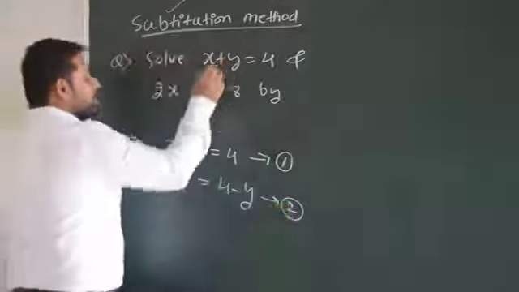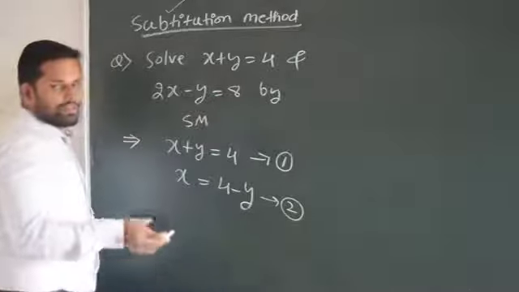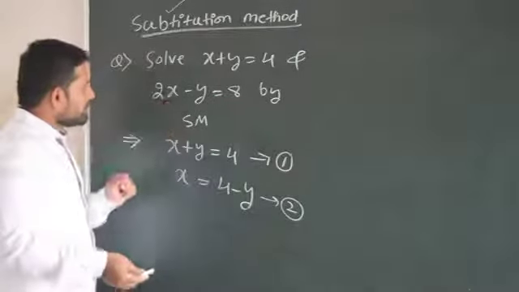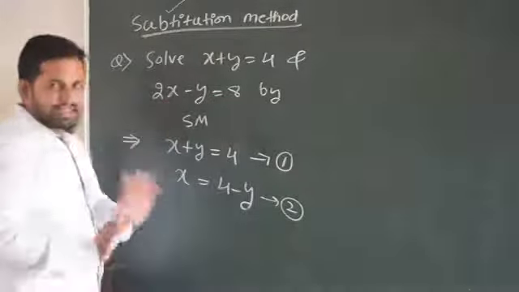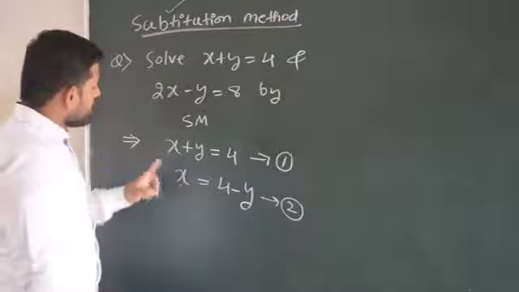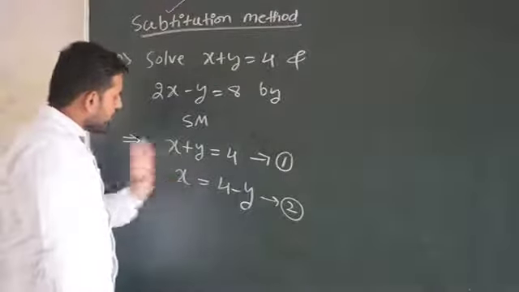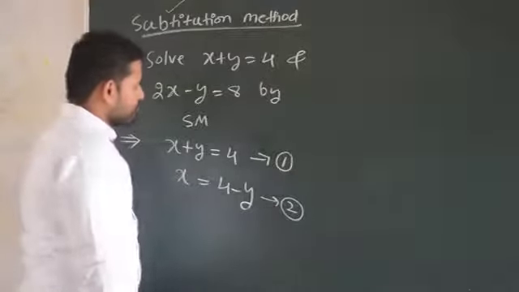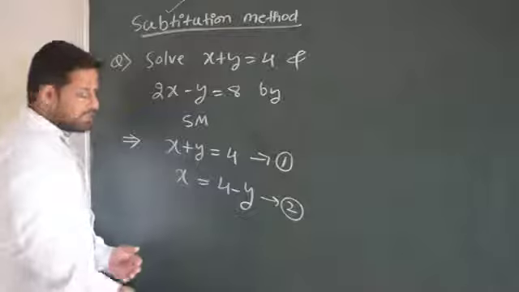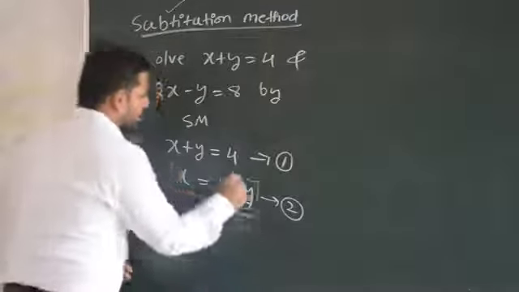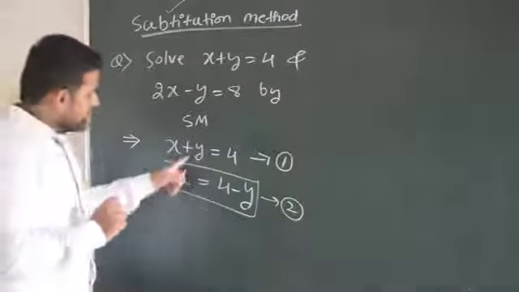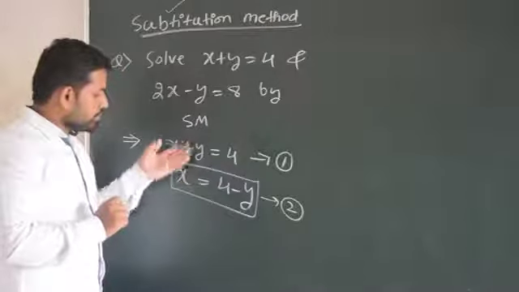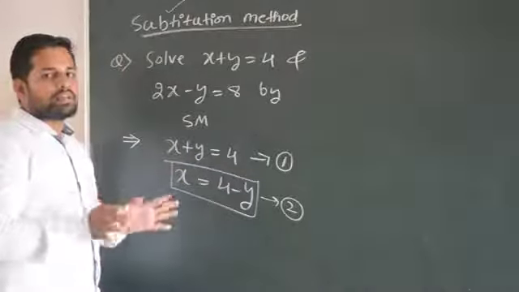By using any of these equations, you can take this equation also first, no problem. But this is a little bit complex. You can make it simple also. Any one equation you have to take, then you have to find the value of x or y. I have found out the value of x: x is equal to 4 minus y. That is the second equation, and this is the value of x. From this I have got this, both are the same, only looking in different form.